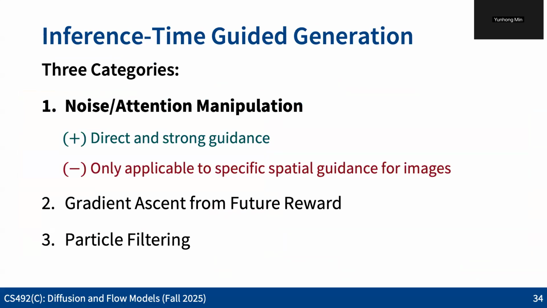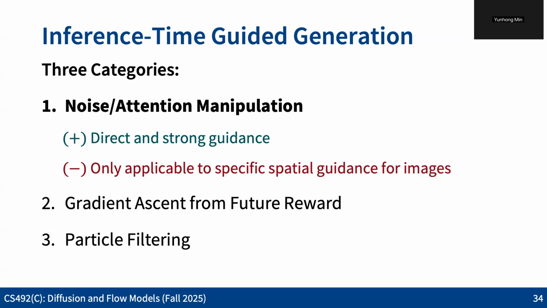So this is basically the basic idea of how we can give inference-time guidance with pre-trained models. And especially for the first category here, it's good in that we can give very direct guidance by just manipulating the scores.